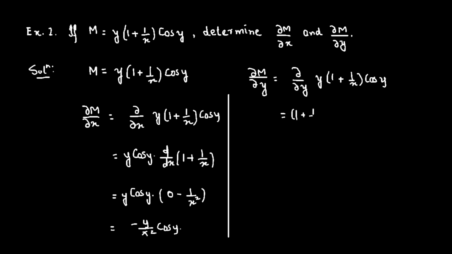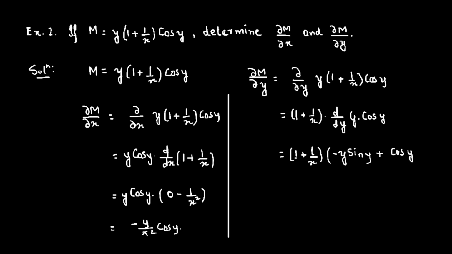Now 1 plus 1 over x being a constant, we'll take it out and then multiply it by the derivative of y times cosine of y. So that should give us 1 plus 1 over x. Now we are going to use the product rule. So we have negative y times sine y plus cosine of y. This is the partial derivative of m with respect to y. We can rearrange the terms, so that should give us cosine of y minus y sine y multiplied by 1 plus 1 over x.